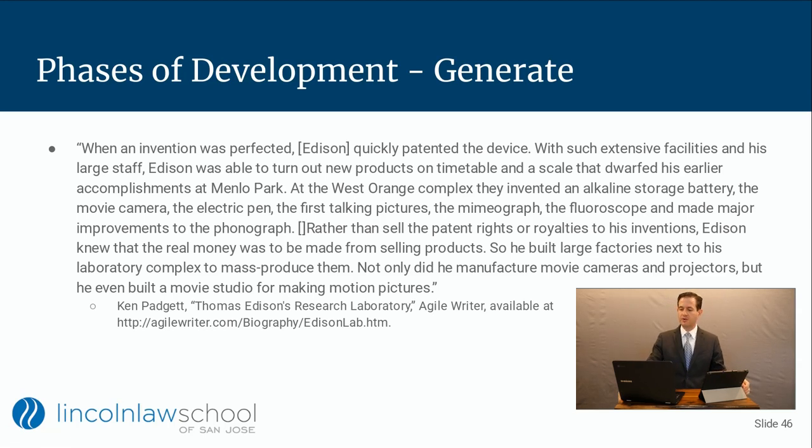So they may not necessarily cut corners, but rather than going for the 100-page specification, they may be more satisfied with a 20-page discussion that goes at a high level into what was inventive. Edison was able to turn out new products on a timetable and scale that dwarfed his earlier accomplishments. At the West Orange complex, one of his research centers, they invented the alkaline storage battery, movie camera, electric pen, first talking pictures, mimeograph, and the fluoroscope. They made many major improvements to the phonograph. And rather than selling the rights to another outfit, Edison went ahead and produced and manufactured a lot of this himself.